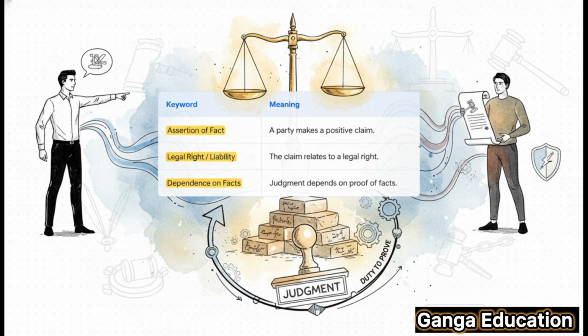Second, legal right or liability, meaning that claim must be related to a legal right or liability. Third, dependence on facts, which means whatever judgment the court gives will depend on the proof of the facts you've provided. And fourth, arising from all of this, is the duty to prove, meaning the one who makes the claim has the duty to prove it.